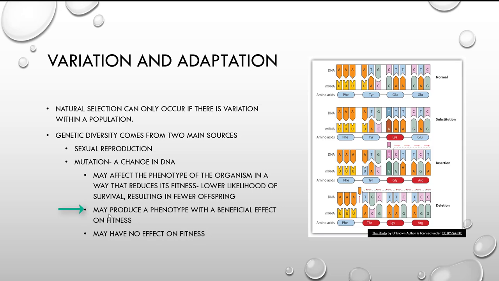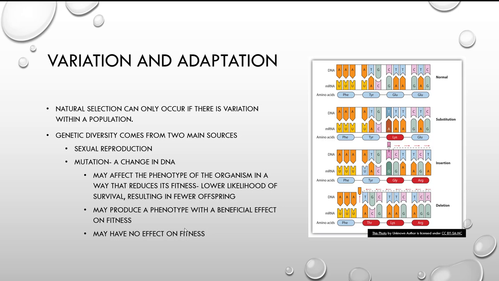Another possibility is that the mutation may produce a phenotype with a beneficial effect on fitness. So maybe it produces a protein that causes the pigmentation of the frog to blend into its surroundings better. In doing so, the frog can't be seen by the bird, and if the bird can't see the frog, then the frog won't get eaten because it's hidden in plain sight. So that would be a beneficial mutation. That increases the fitness.